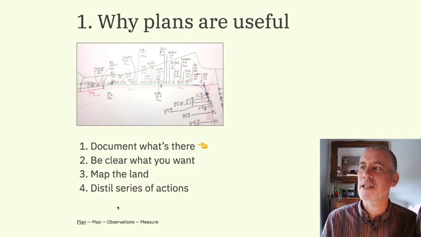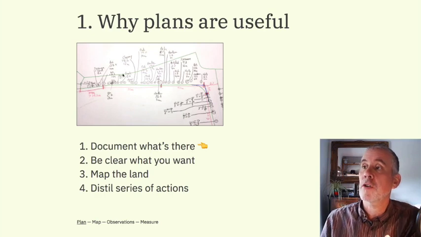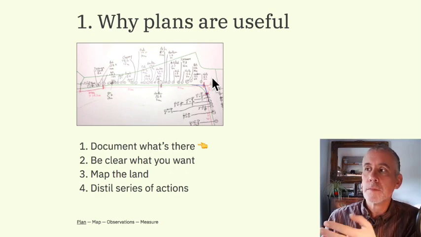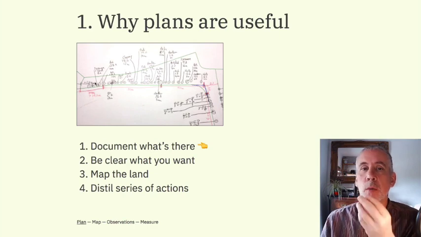So, why plans are useful. This is an image of the ornamental forest garden, and one of the first things that I did was to make a survey of what's already there. This is all the trees along the back. Seeing what is already there in your garden and documenting it.